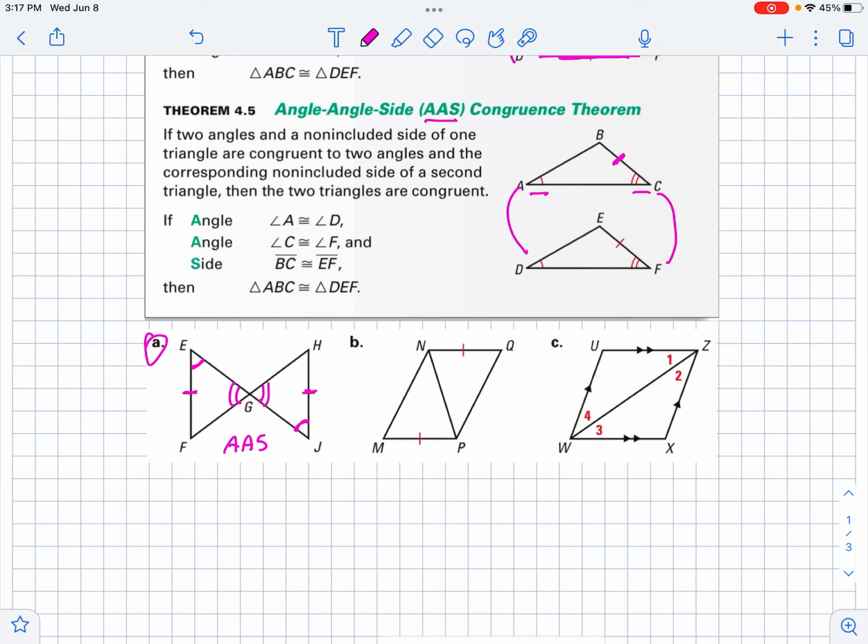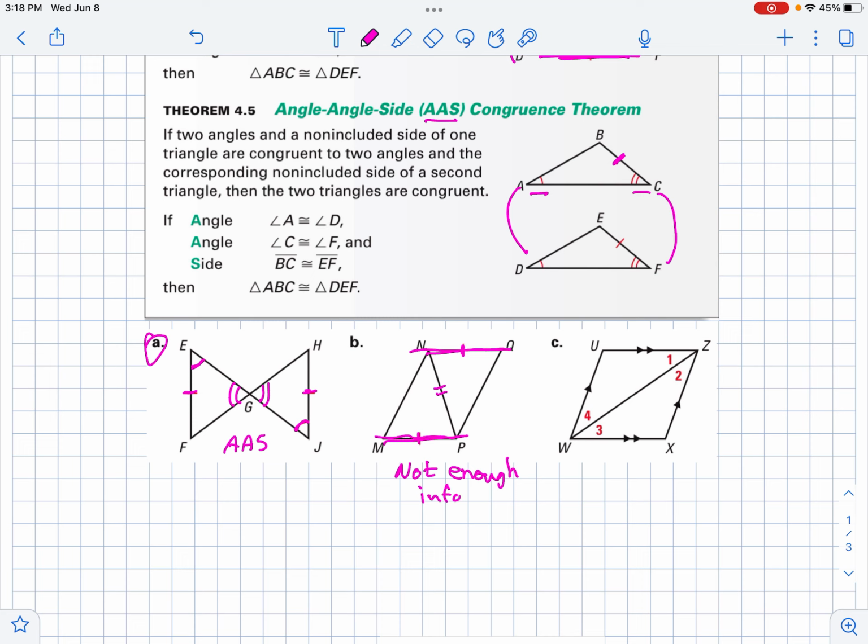Okay, now let's look at B. We've got a side here and a side here. We've got this side, and of course NP is congruent to itself. So we've got two sides that are congruent. But that's about all we have. I don't even know if I knew this line was parallel to this line, maybe I could do something. But this is not enough info. I need some more for this.